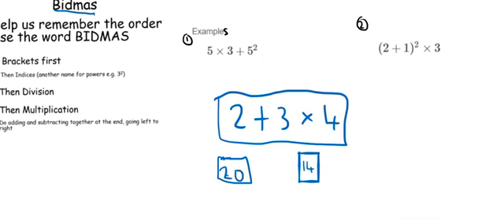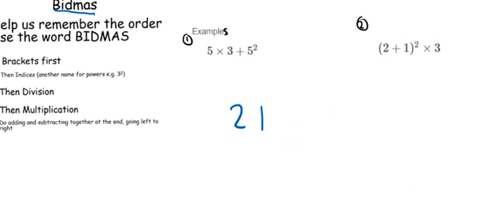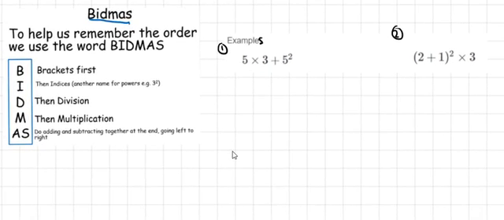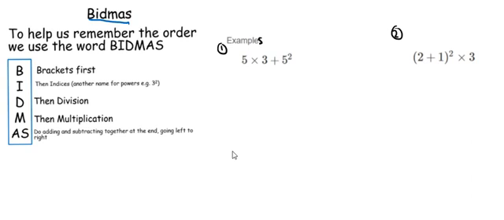To counteract that, we have BIDMAS, and that helps us to remember which operation is right to do first. It helps us to do the same operations first, and so we all get the same answers. So to help us remember, we use the word BIDMAS. You look at the top thing in this box, so B. If there are brackets in a question, you'll always do those first, so they take priority.